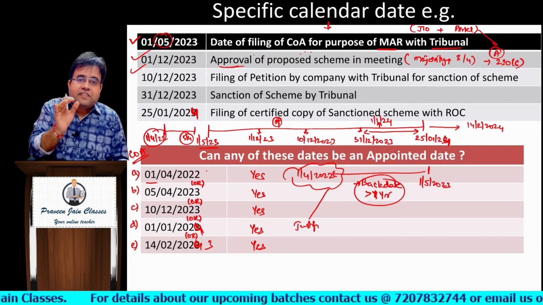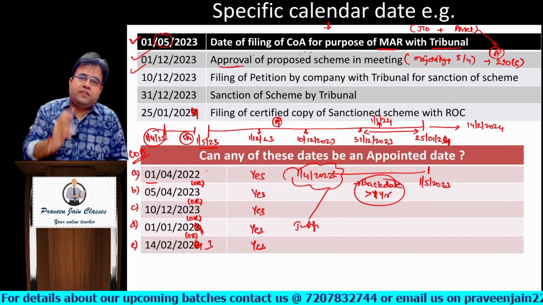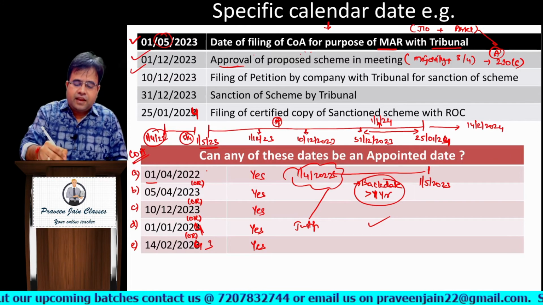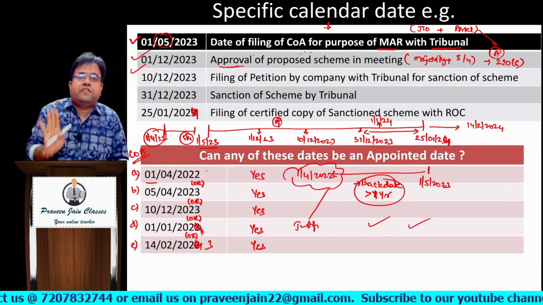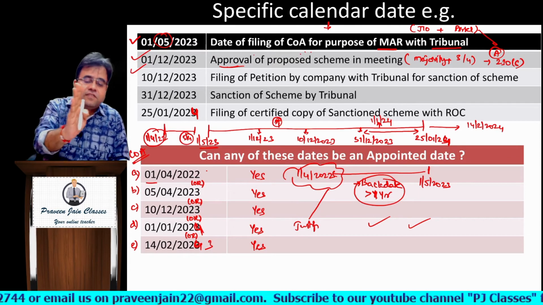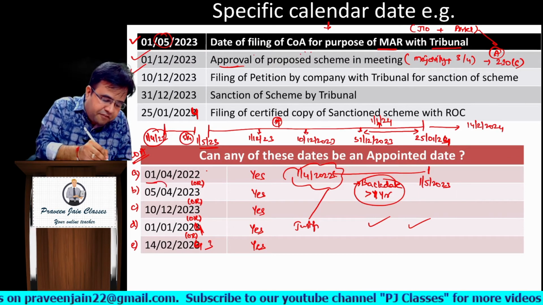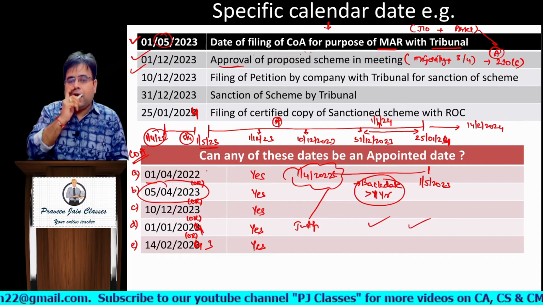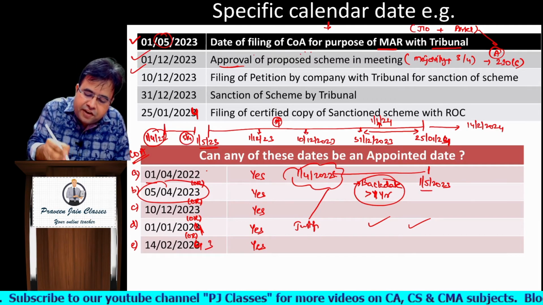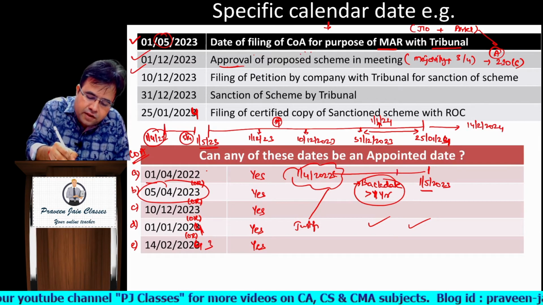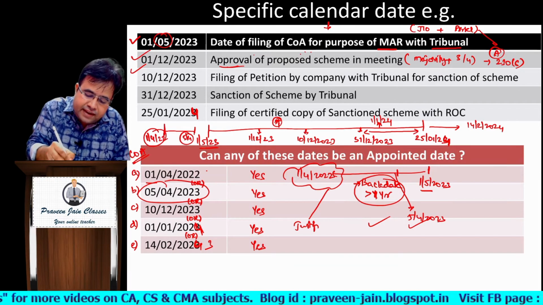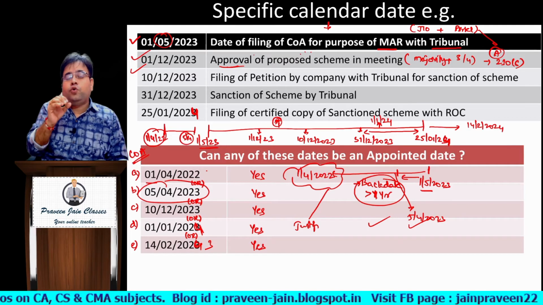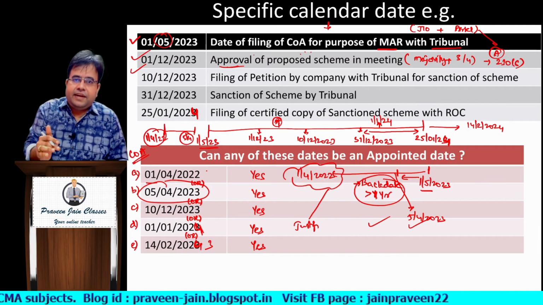So the tribunal will sanction the scheme only if two conditions are fulfilled: justification is there and it is in the public interest. If you can fulfill both, then even this date is allowed. Now, can 5/4/2023 be allowed? The answer is yes. The application is filed on 1/5/23, and here your date is 5/4/2023. Is it antedated? Yes. But it is not significantly antedated.